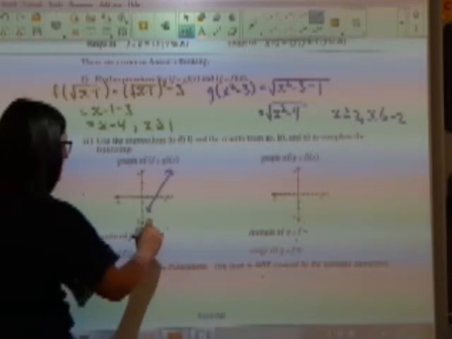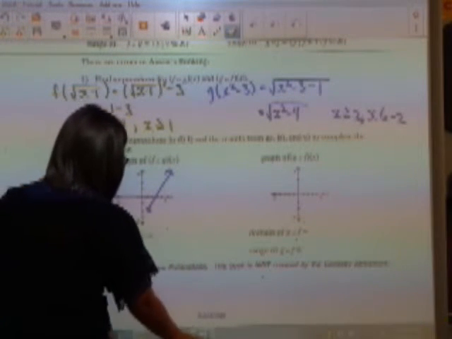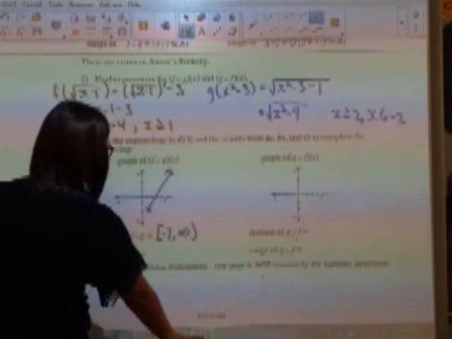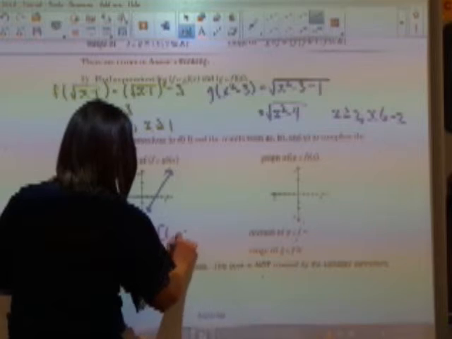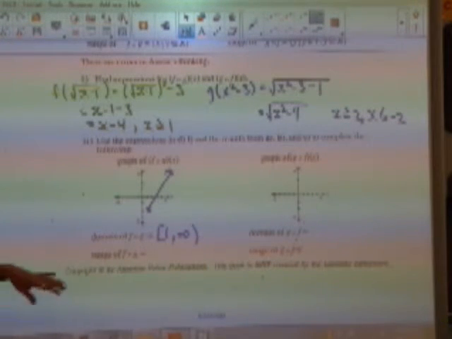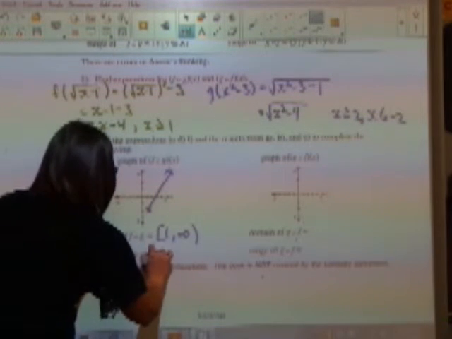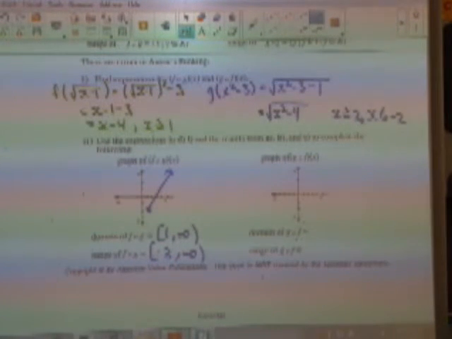So the domain is the set of x values, or actually we'll write it in interval notation, 1 to infinity. And then my y values are starting at -3 to infinity. And that becomes my range.